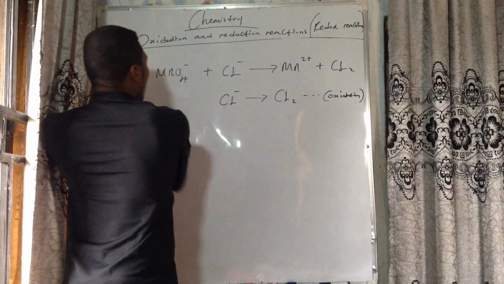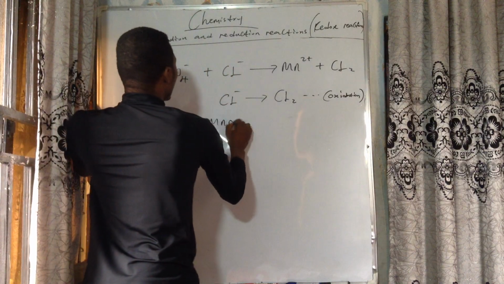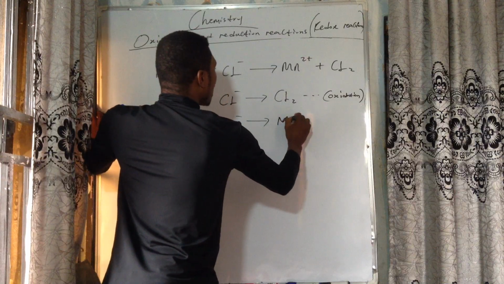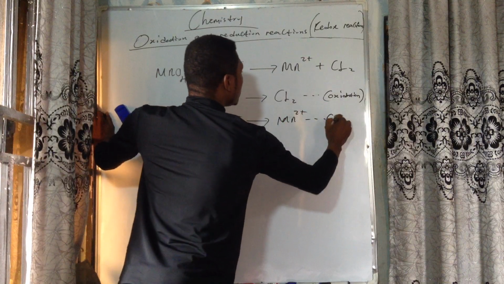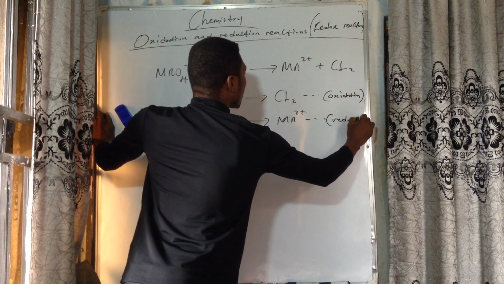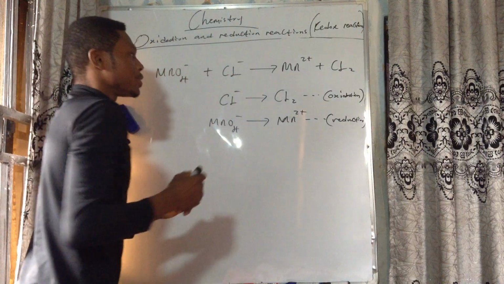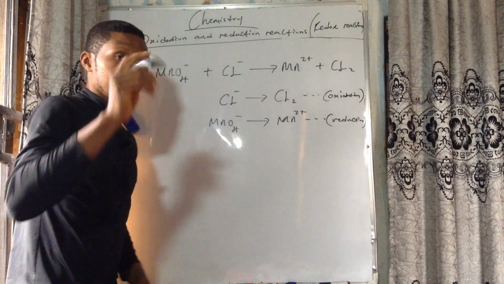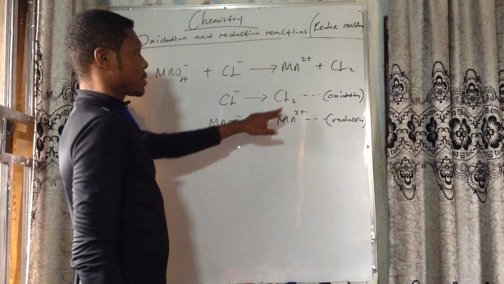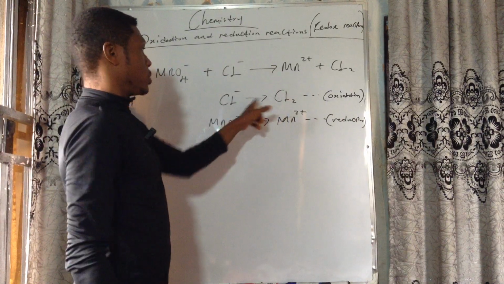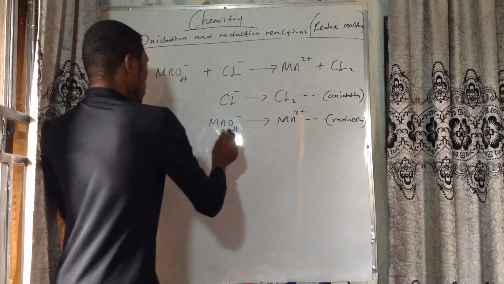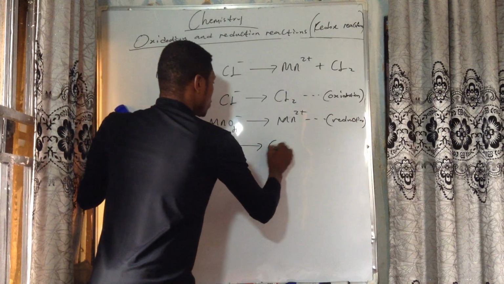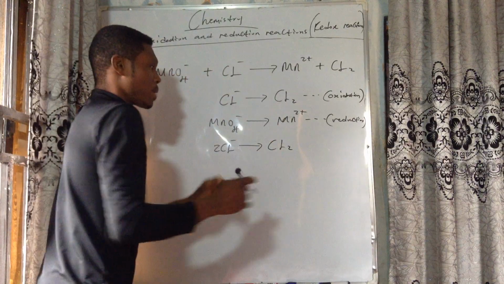The other one, MnO4 minus, leading to Mn2 plus, is clearly reduction. So the next thing we do, we balance this. Now, that thing I told you, you balance by mass. Chlorine here is 2, this one is 1. So you now say 2Cl minus gives you Cl2, balanced by mass.